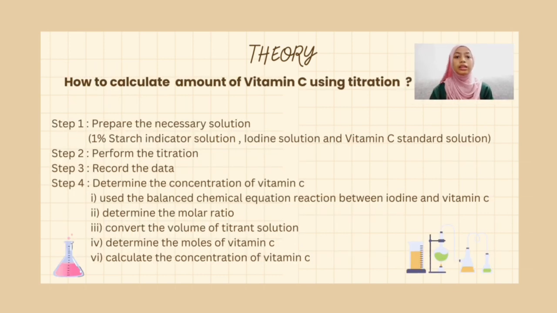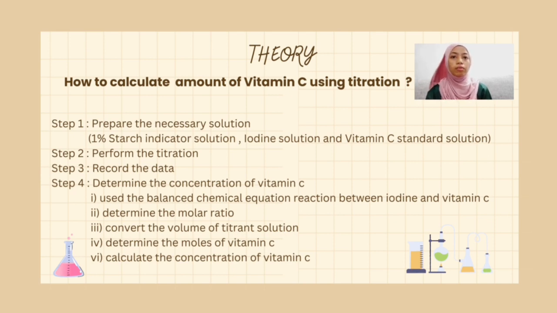We need to determine the concentration of vitamin C. First, we need to use a balanced chemical reaction between the iodine and the vitamin C. The chemical reaction is ascorbic acid reacting with iodine to produce dehydroascorbic acid and 2HI. And then, for example, if the reaction requires 1 mole of iodine and 1 mole of vitamin C, the molar ratio would be 1/1.